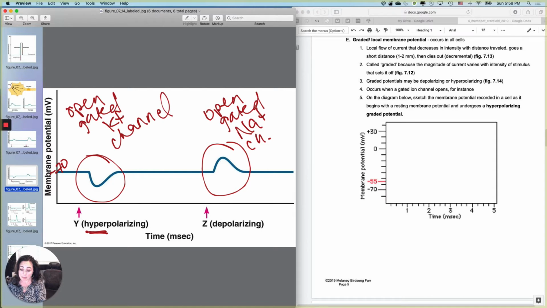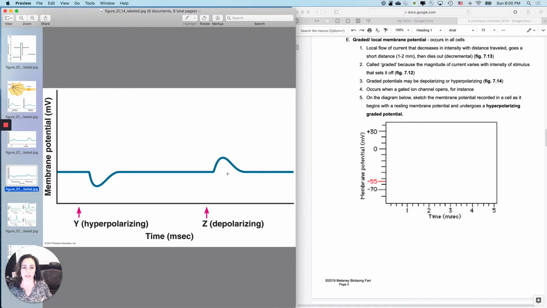Okay, so graded potentials can be depolarizing or hyperpolarizing. So let's see if you can practice with the terminology just a little bit. On this diagram that's in your notes, you're going to sketch the membrane potential. The important thing is to put the terminology together with the idea. You're going to sketch the membrane potential recorded in a cell as it begins at resting membrane potential and undergoes a hyperpolarizing graded potential. I'm going to do this with you, and I'm going to ask you some questions, and I want you to do it in your notes at the same time. You can pause as many times as you want.